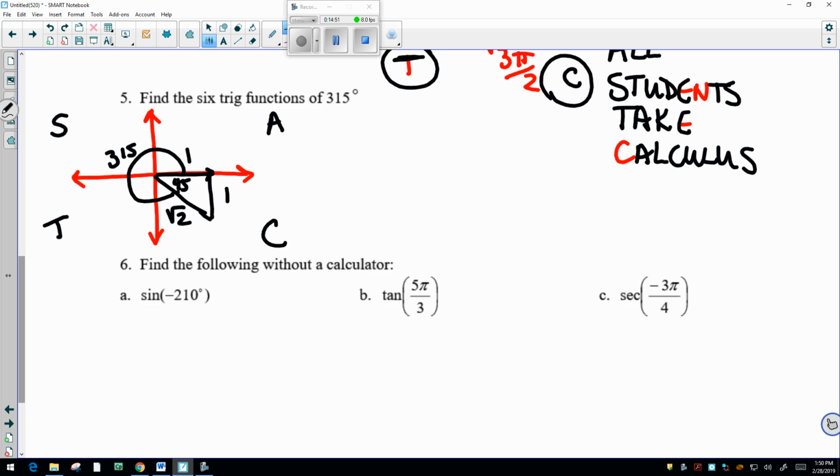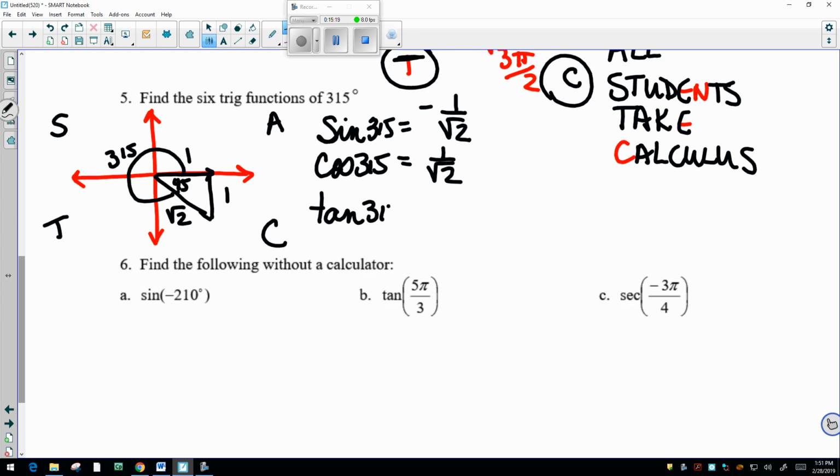So if we start this off with sine, so I'm looking for the sine of 315, I can tell you sine is my opposite over my hypotenuse, but in the fourth quadrant, it's negative. Cosine of 315 is adjacent over hypotenuse, and in the fourth quadrant, it's positive. Tangent of 315 is opposite over adjacent, and in the fourth quadrant, it is negative.